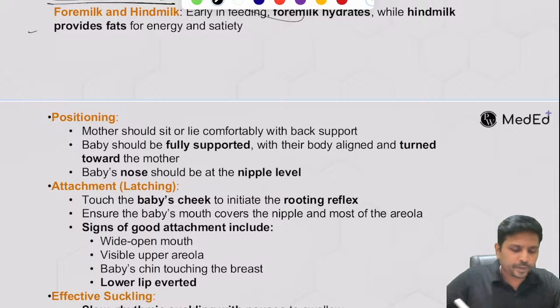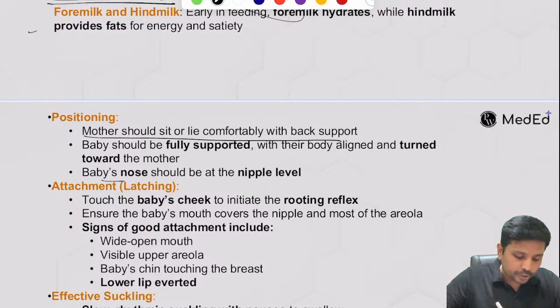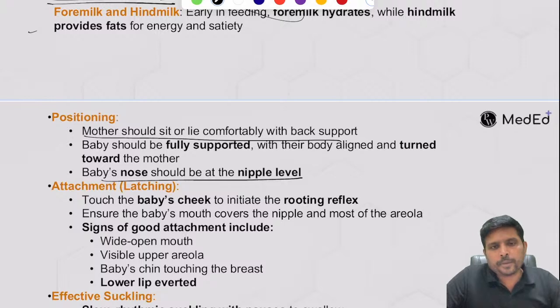Positioning: the mother should sit comfortably with back support. Both hands should support the baby. And remember, the baby's nose is at the level of the nipple.